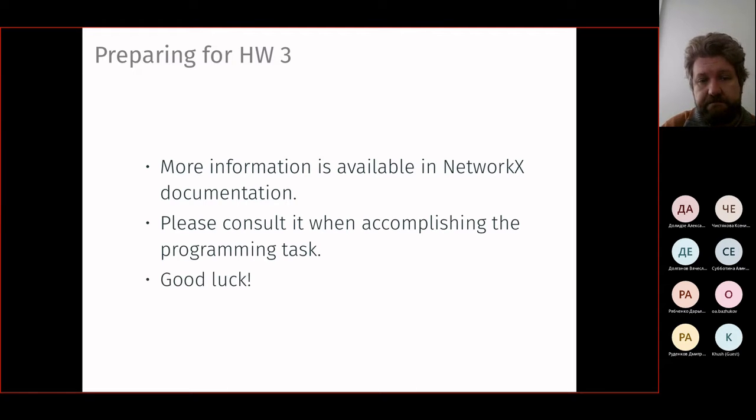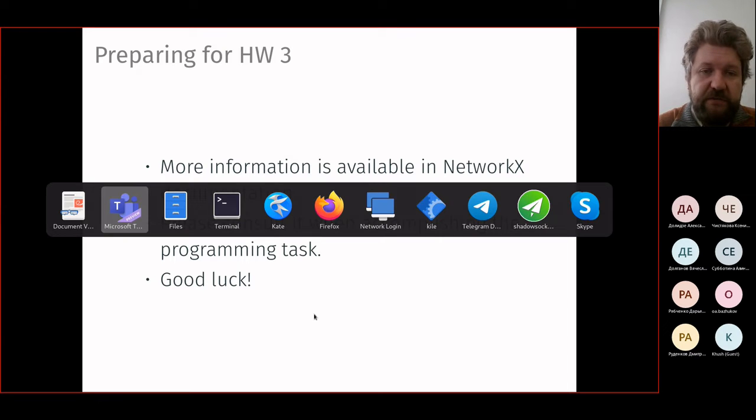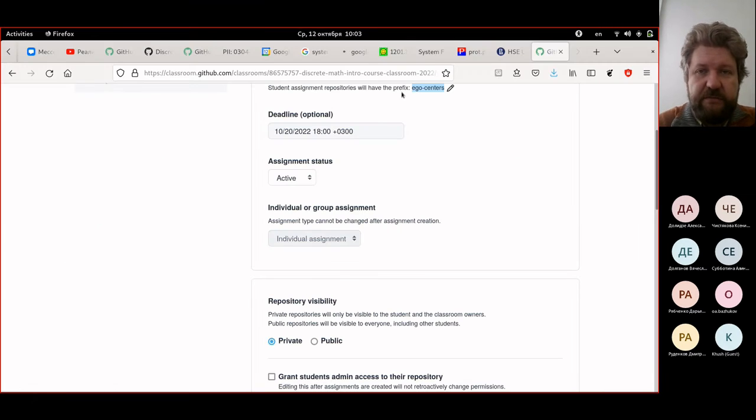And now, well, here I wish you good luck, but before that I will show the assignment itself. So the assignment will be here.